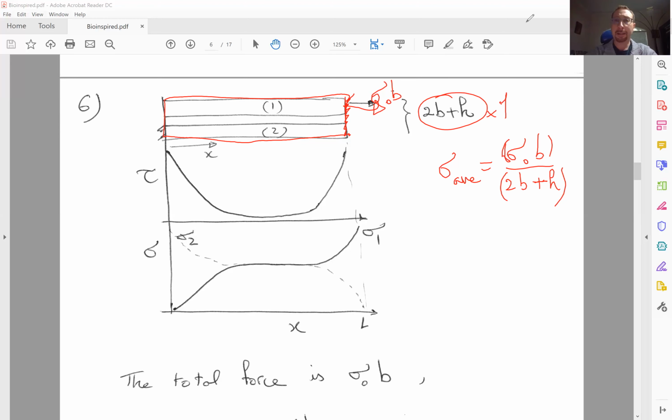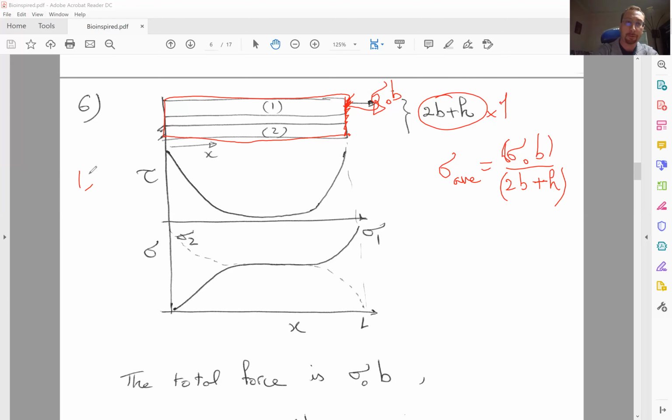So sigma 0 is the stress that is applied at this far end. If you want to see how the shear stress in the mortar and the axial stress in each of the bricks change as a function of x, these are the two plots.